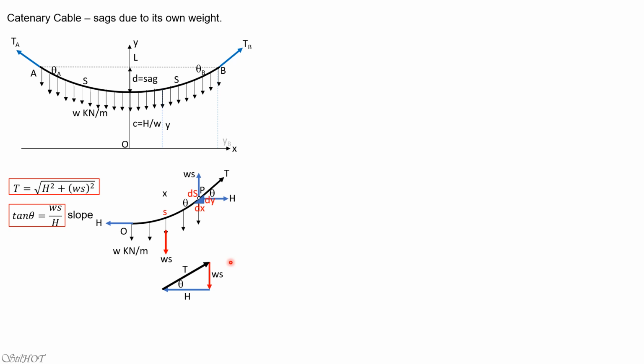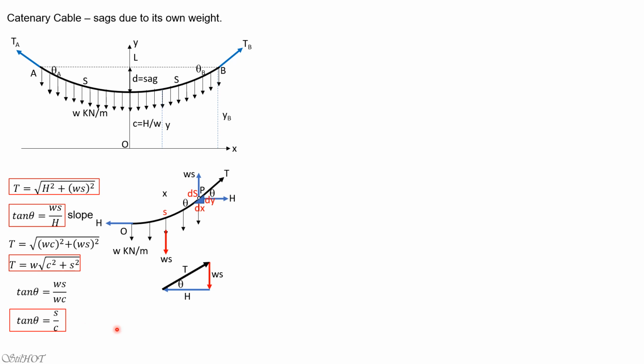So let's call that YB. So tension is the square root of Wc quantity squared plus Ws quantity squared. W squared is common. Square root of W squared is W, so you can put W before the radical and write it, tension equals W times the square root of c squared plus s squared. And the slope, tangent theta, which is dy dx from calculus, is Ws over Wc. So we can cancel W. Tangent theta, which is dy dx, is equal to s over c.